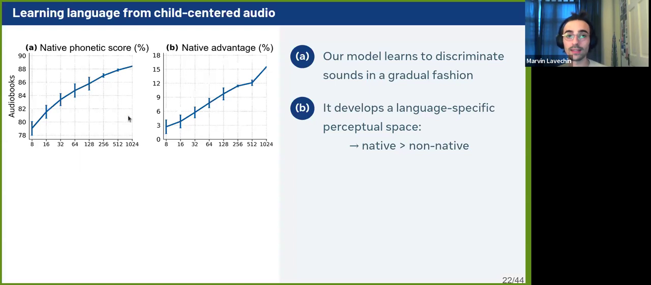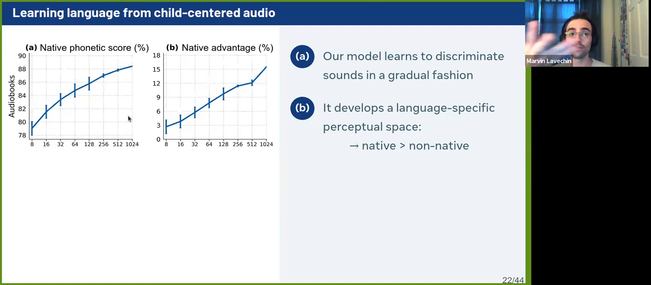So yeah, the question I'm asking is, what happens when we train our models on the audio children receive? For this study, we used the exact same model as before, and we trained it on either audiobooks or long forms. So here you have the phonetic score using the same ABX discrimination task, and the native advantage, which measures the extent to which the native model is better than the non-native model.